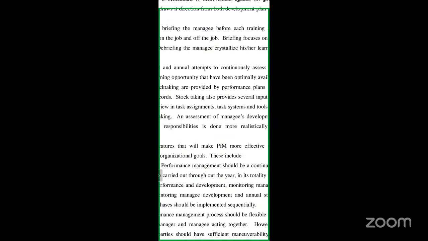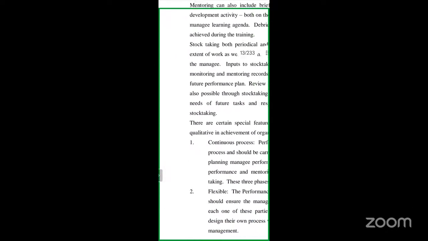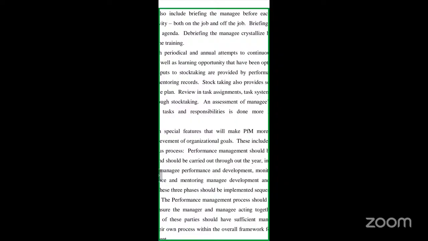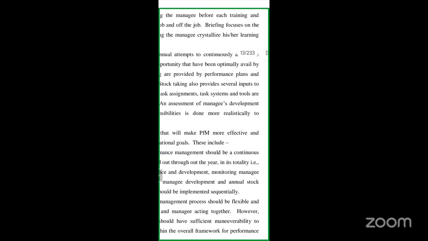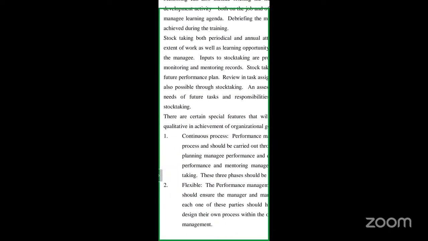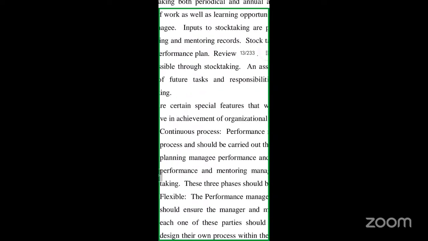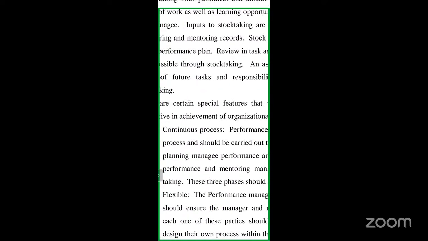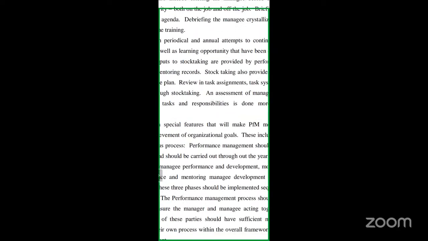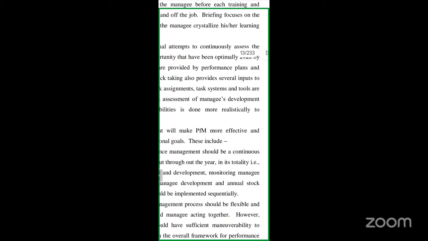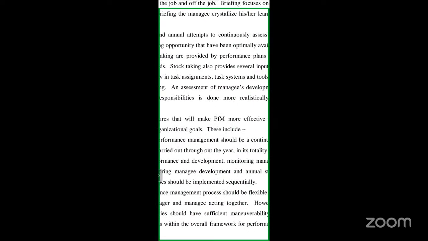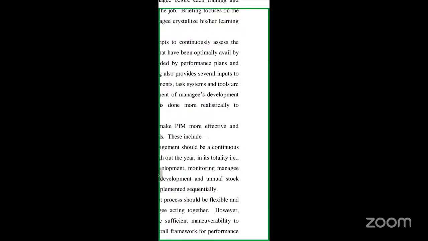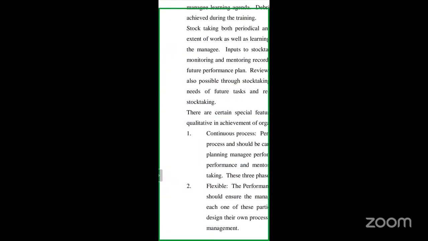Stock taking also provides several inputs to future performance plans, review and task assignments. We can give some assignments. Task systems and tools are also possible through stock taking. An assessment of managers' development needs for future tasks and responsibilities is done more realistically through stock taking.